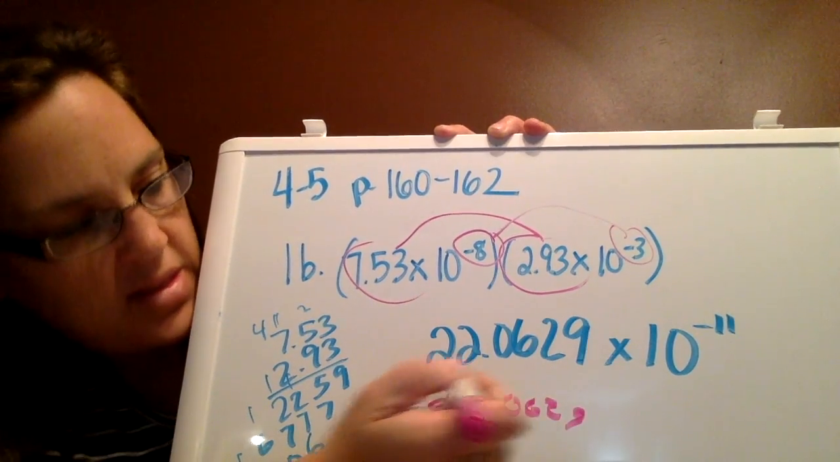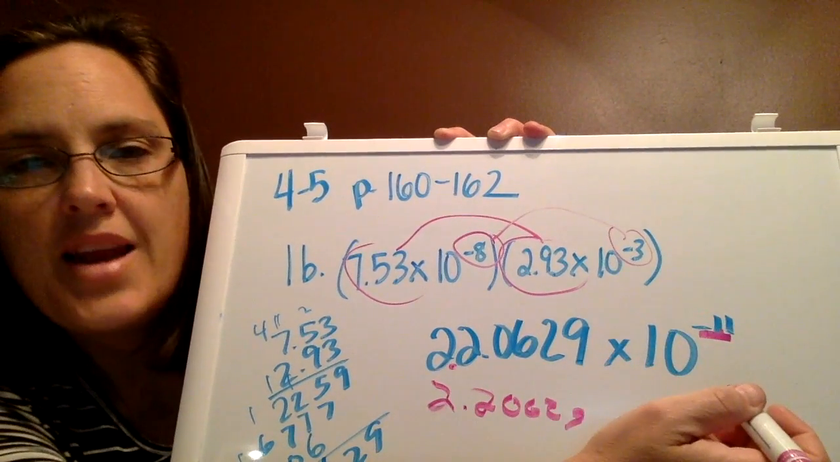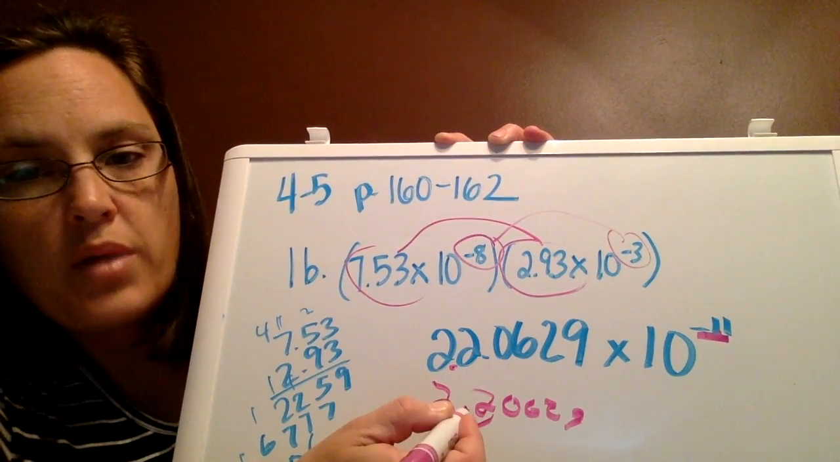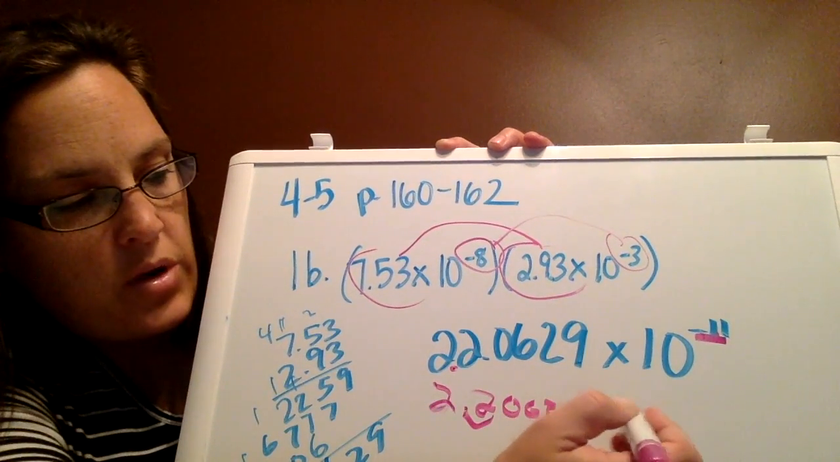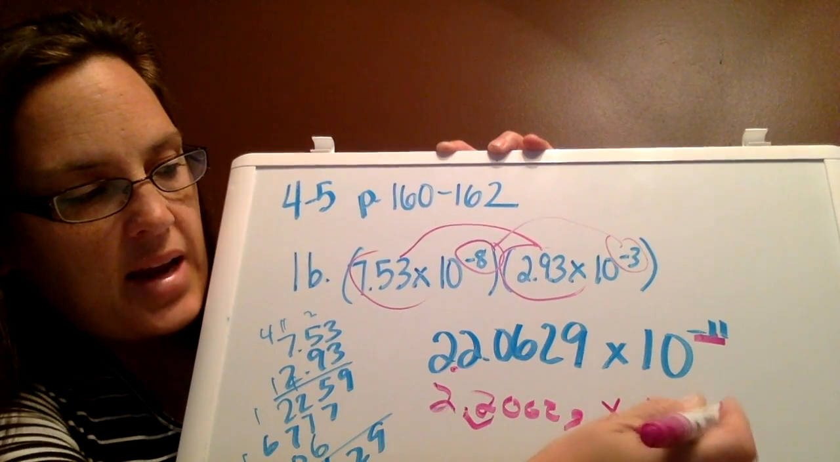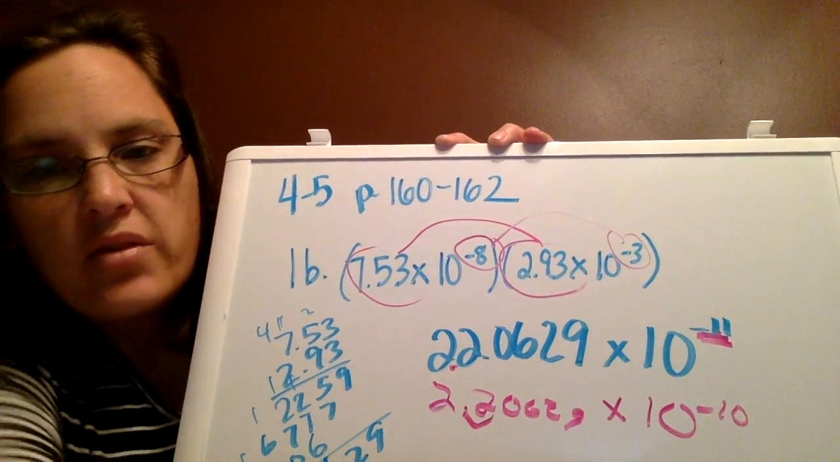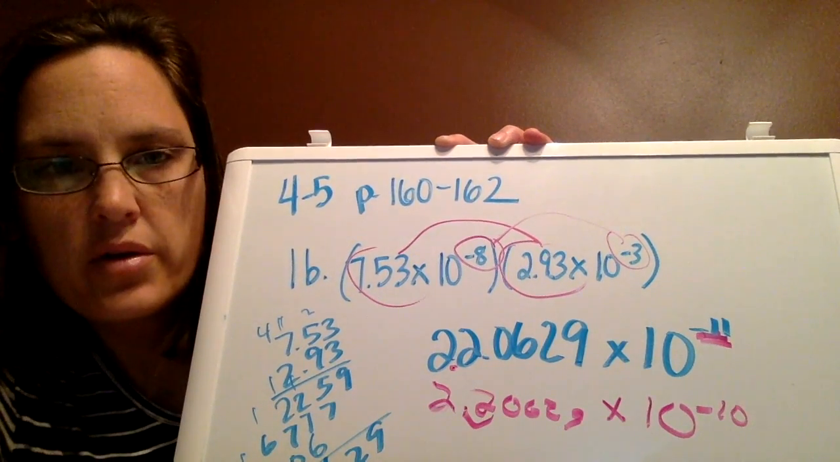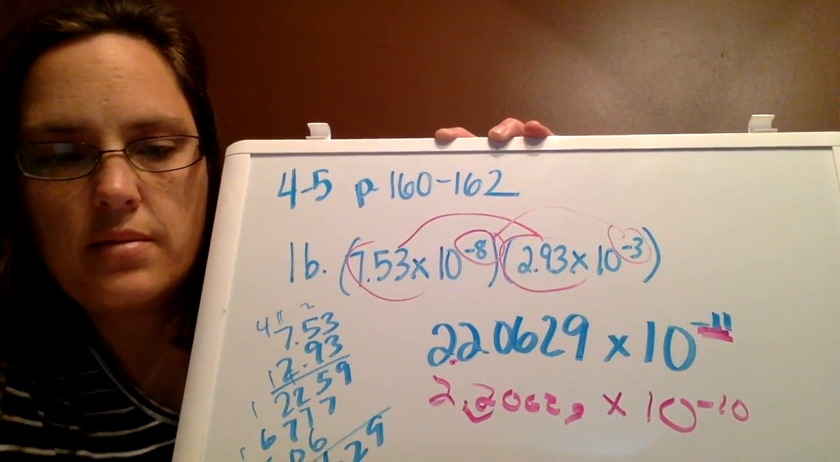So we're going to make that decimal back one place, so 2.20629. But in this case, we're moving the decimal negative, so that's to the left. And we've already helped it out by moving it one place. And so now the exponent on the 10 will only be -10 instead of -11, because again, we've already moved it back 1 to make sure that it's greater than or equal to 1 and less than 10.